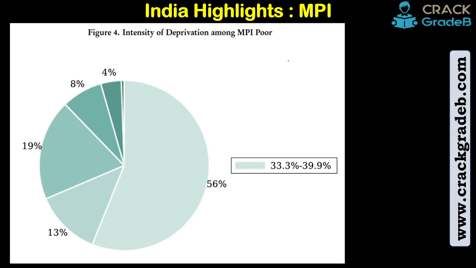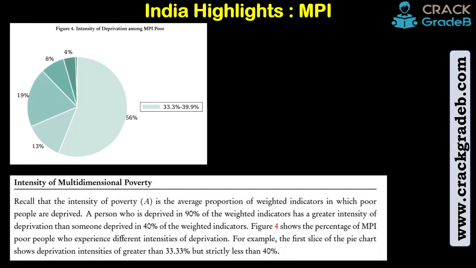Okay, this is the H part. So see, the H part is when the data is between 33.3% and below 40%, then it's good. Let us study that. Intensity of poverty, A, is the average proportion of weighted indicators in which poor people are deprived. So this is the deprivation calculation.